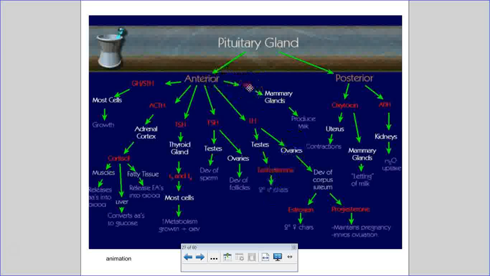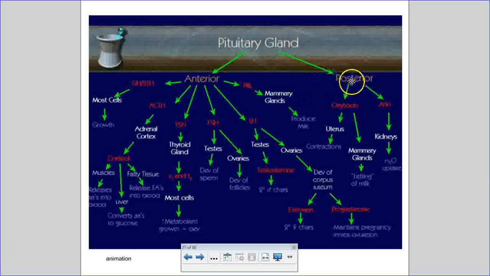The last of the ones produced by the anterior lobe is PRL, which stands for prolactin. So if you remember to lactate would be to produce milk. Lactose is milk sugar, so that's where that word is coming from. So anyway, it travels in the blood and causes the mammary glands to produce milk. So that is the anterior lobe of the pituitary gland.